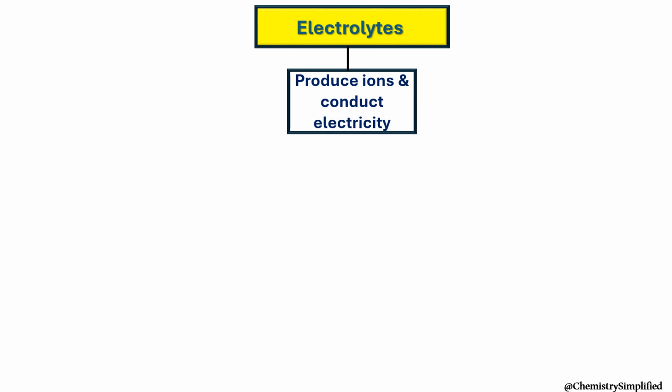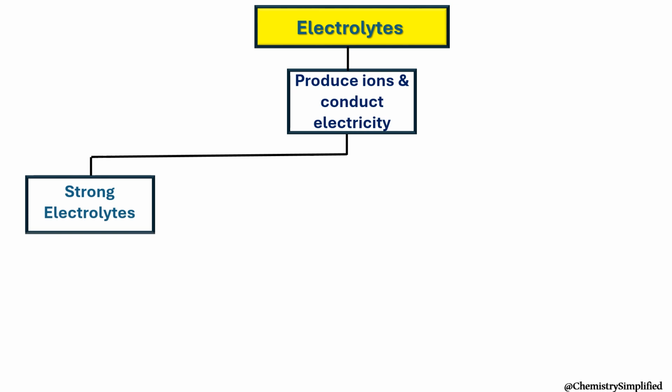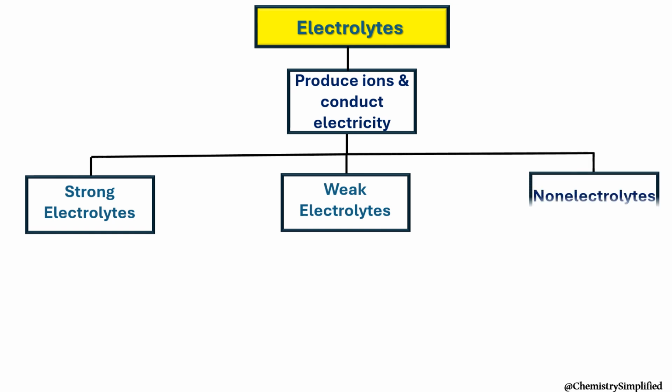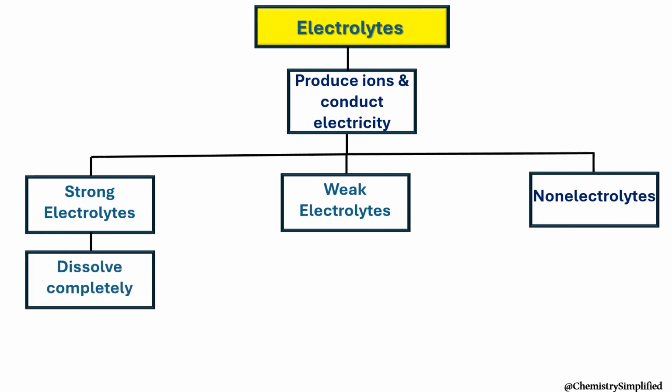Some electrolytes are strong electrolytes. They can conduct electricity very strongly, whereas others do not conduct electricity so strongly. Those are weak electrolytes. But some solutions are not able to produce any ions at all, so they are referred to as non-electrolytes. So electrolytes can be classified as strong electrolytes, weak electrolytes, and lastly, non-electrolytes.